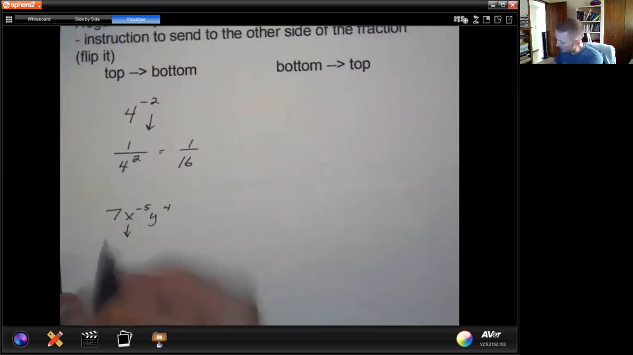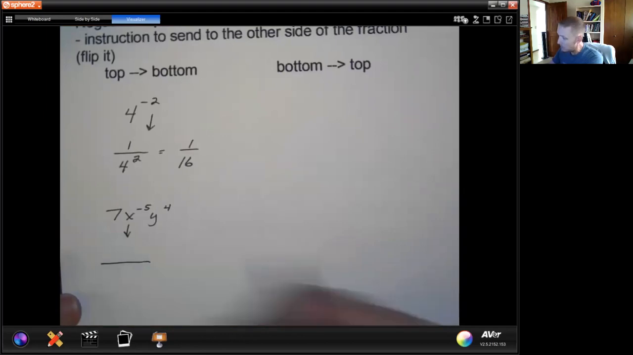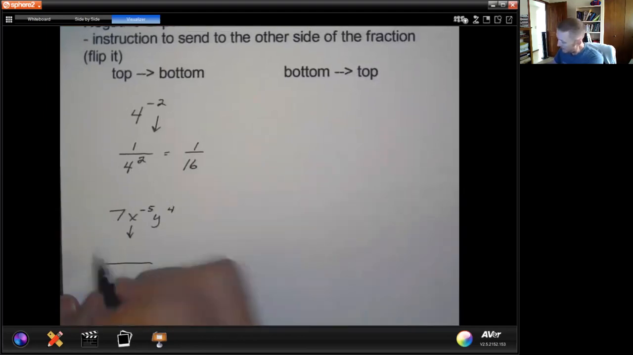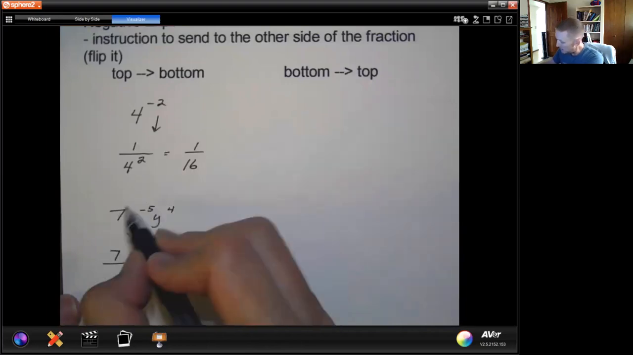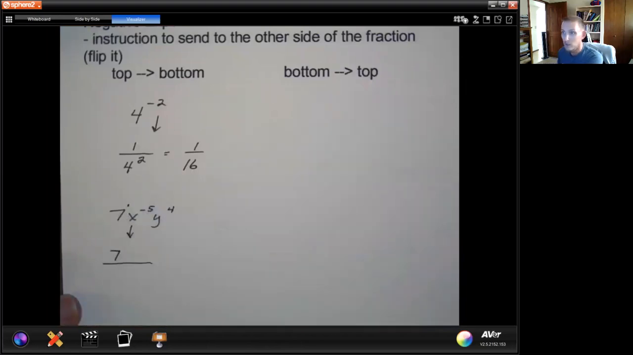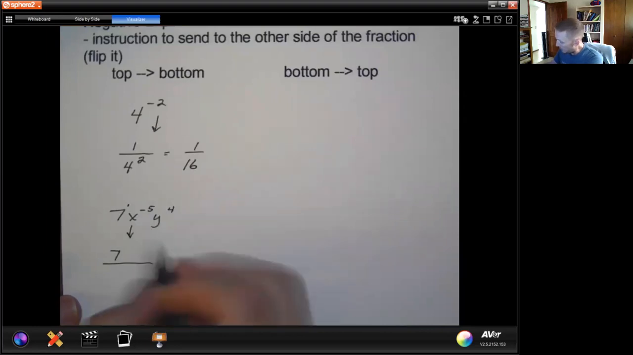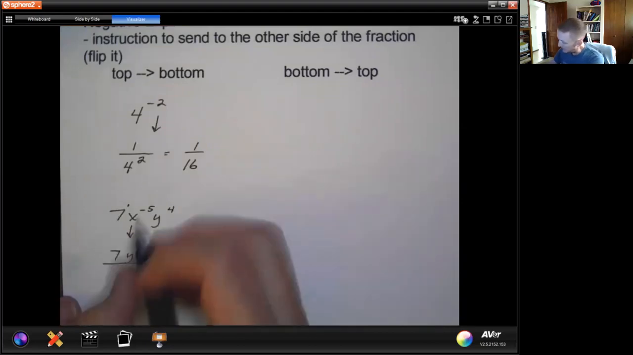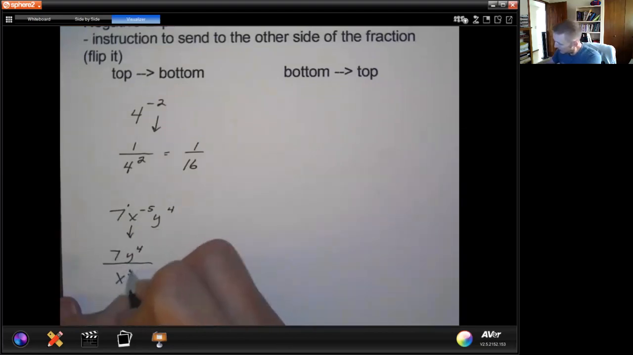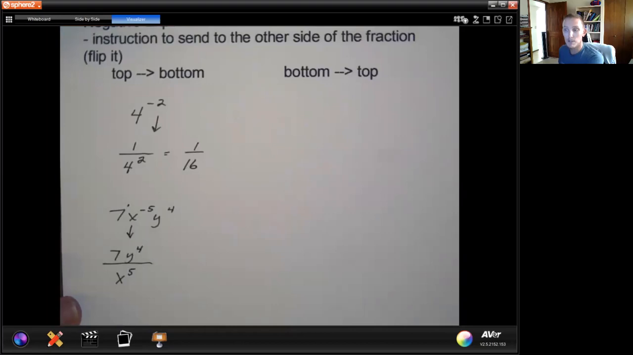Everything else will stay on top. So when I have my fraction bar, the 7 stays on top because it has an imaginary exponent. We don't see it, but there's a 1 there. The y to the 4th stays on top because it was a positive. And the x to the negative 5th flips to the bottom. And when it goes to the bottom, it becomes positive.